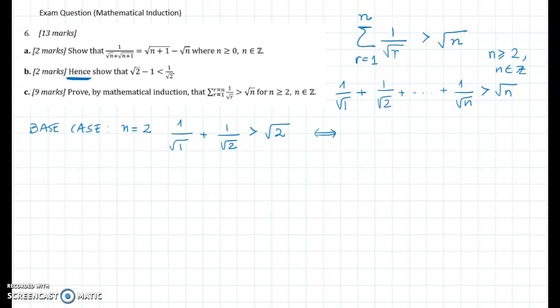Well, this is what we want to see. This is true if and only if the first term on the left-hand side is just 1. So we want to see that 1 plus 1 over square root of 2 is greater than square root of 2.